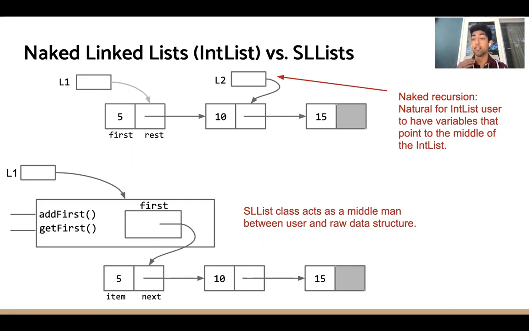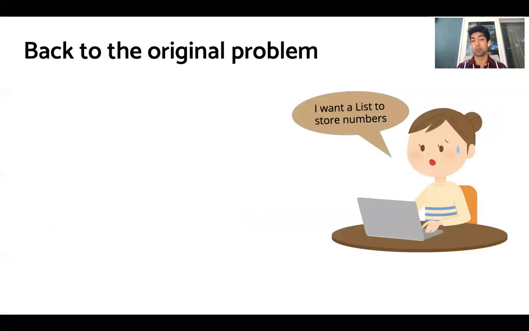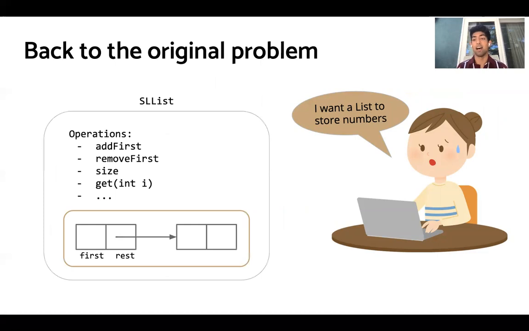All I have to do is know the functionality that the SLList class has to offer, right? What I mean by functionality is the add first, the get first, these methods of the SLList, and it makes life so much easier, right? So going back to our initial problem, if we have someone who wants a list to store numbers, I can say, here's an SLList. It has this functionality. It has add first, remove first, size, get. And now it's easy to use. I don't need to understand the intricate recursive nature of the linked list. I can just say, here's an SLList. It offers this functionality. Your life is easier now.